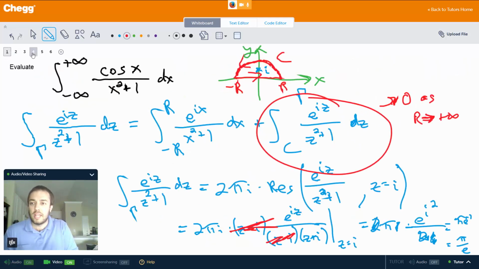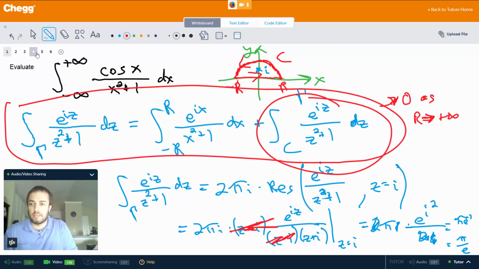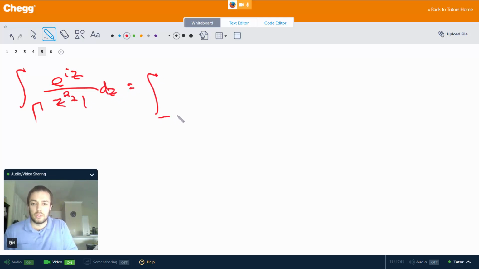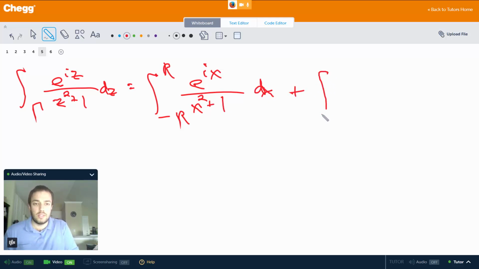Okay? Now let's go ahead and summarize everything we have so far. So starting from this equation here, all right, let's see what we have. Let's go back to page 5. Now we have the integral over gamma of e to the iz over z squared plus 1 dz equals the integral from minus r to r of e to the ix over x squared plus 1 dx plus the integral over c of e to the iz over z squared plus 1 dz.